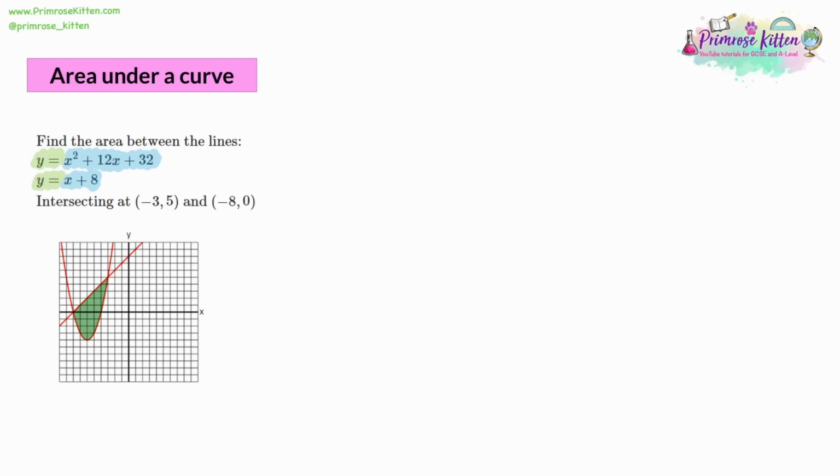So they're both equal to y, then they're both equal to each other. So x squared plus 12x plus 32 is equal to x plus 8. Now what we can do now is combine this all onto one side. So we can take x away from both sides.